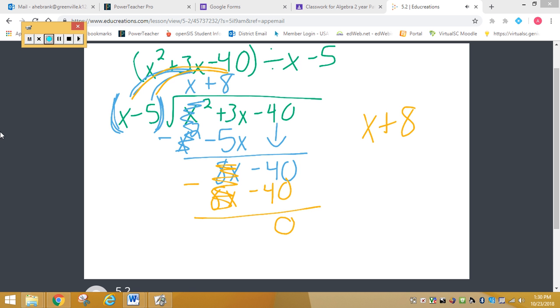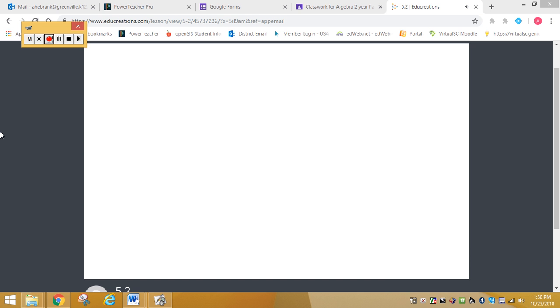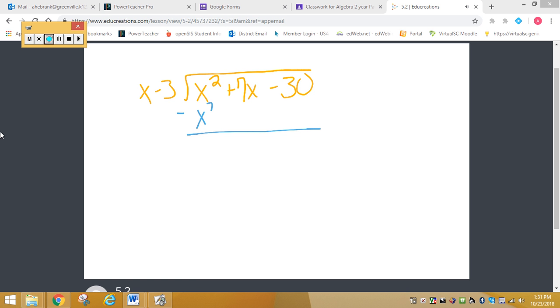Ooh, I know that might be blowing some of your minds. Let's do another one. Let's do x minus 3. We're going to divide that into x squared plus 7x minus 30. So again, I want to be able to subtract here and cancel, so I want this to be an x squared. The way I'm going to get that is to multiply by x, right? Because x times x is x squared, and x times negative 3 is negative 3x.